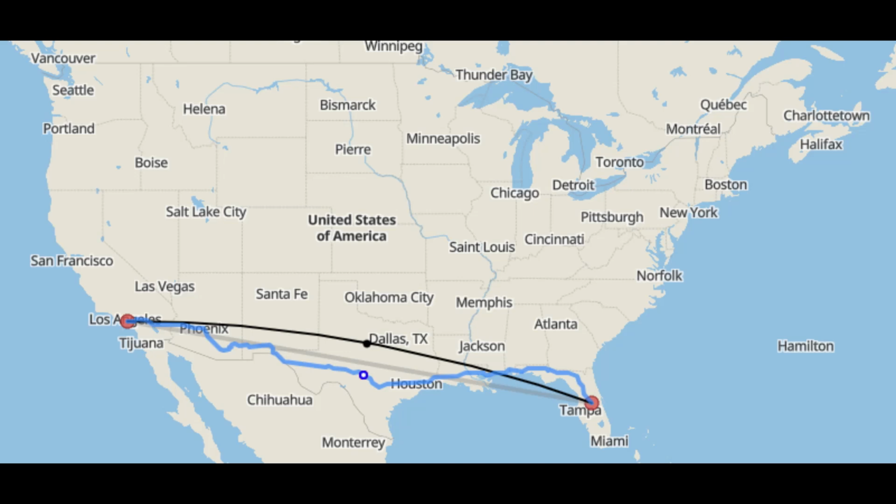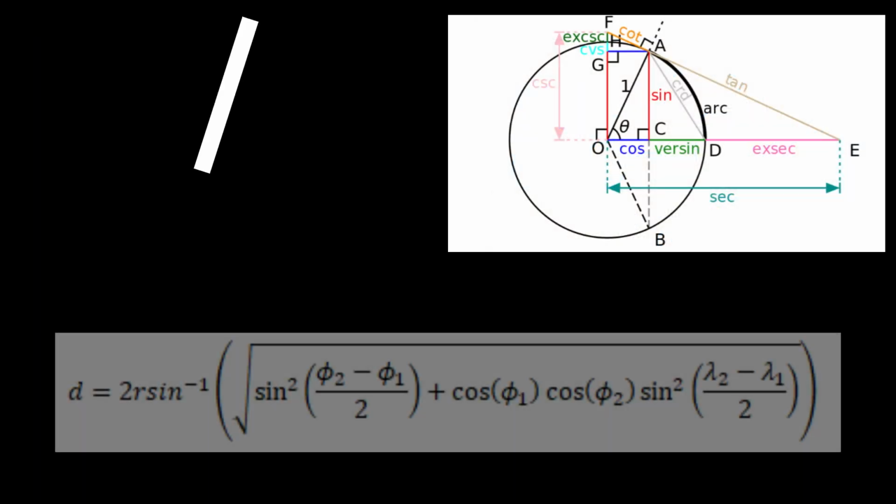formula, we are looking at a distance in 2 dimensions. Since this is not realistic, we can get a more accurate distance in miles between 2 points by utilizing a 3-dimensional formula known as the Haversine formula.